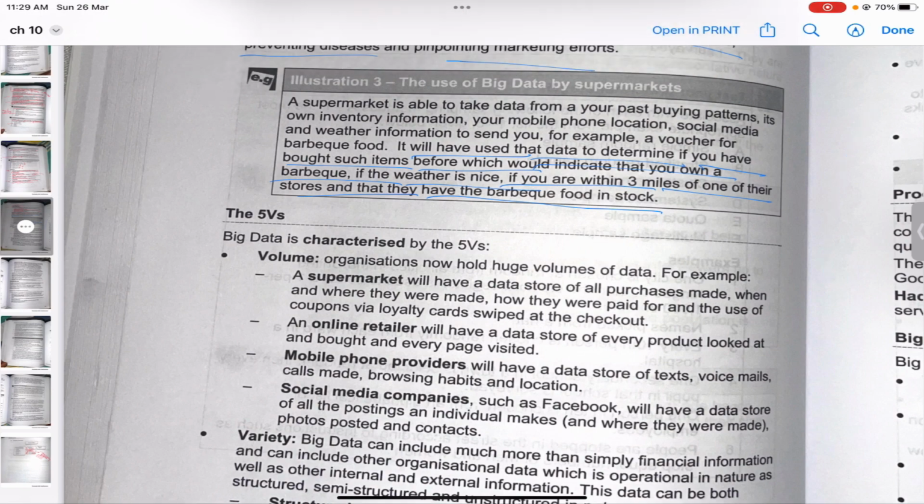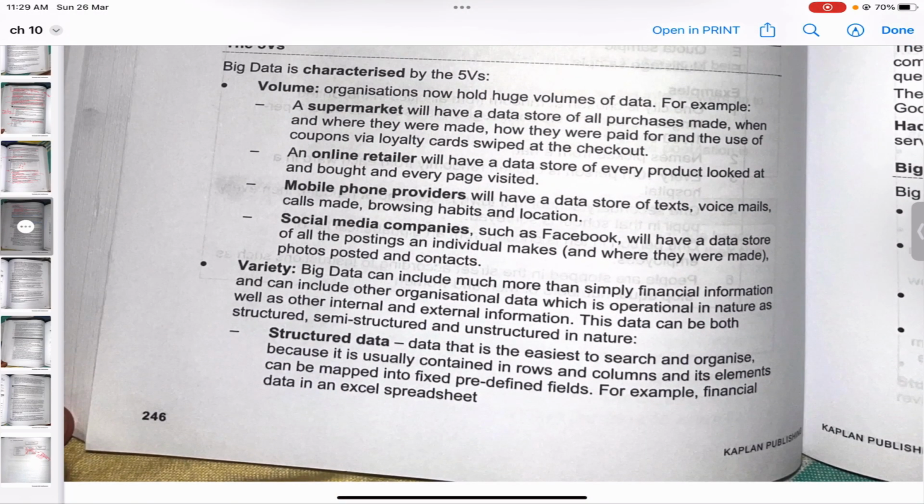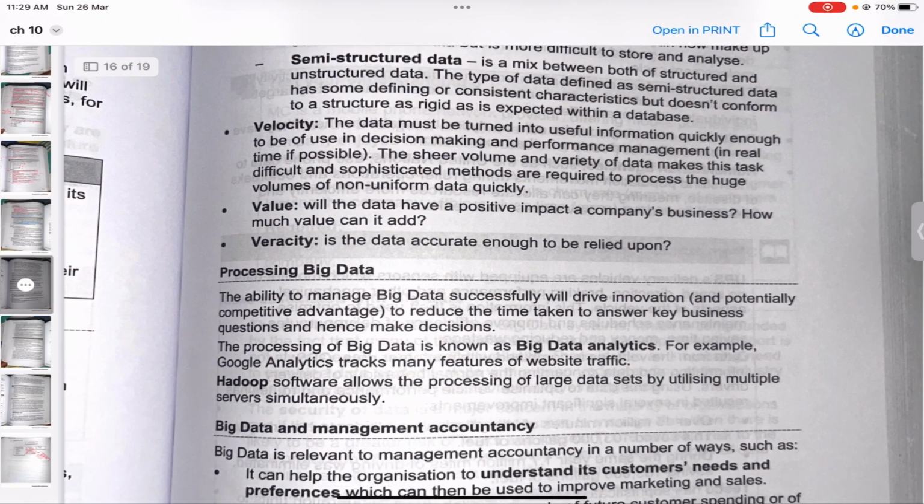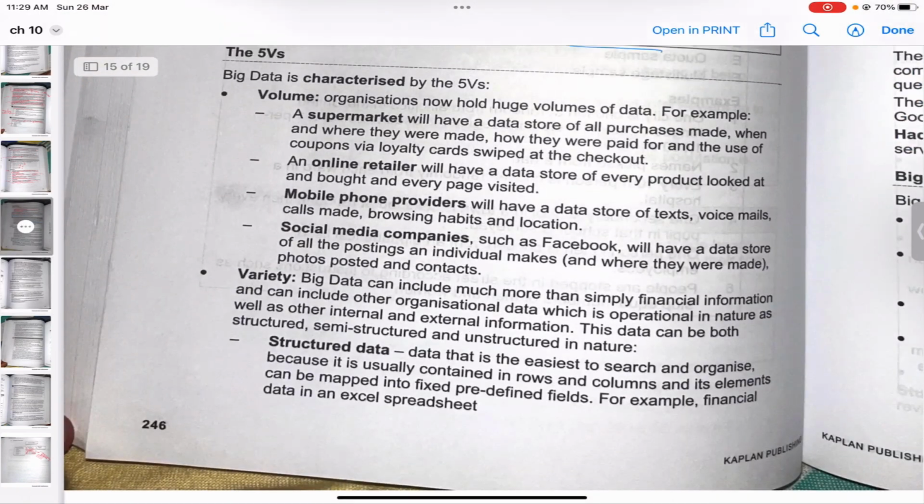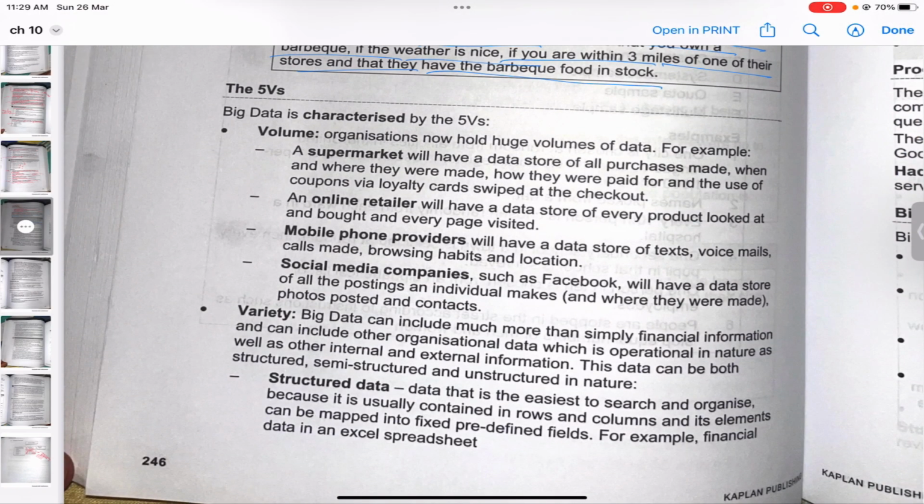Now we come to the 5 V's. What are the 5 V's? Volume, variety, velocity, value, and veracity. Let's go ahead. Now, what do you understand by volume?